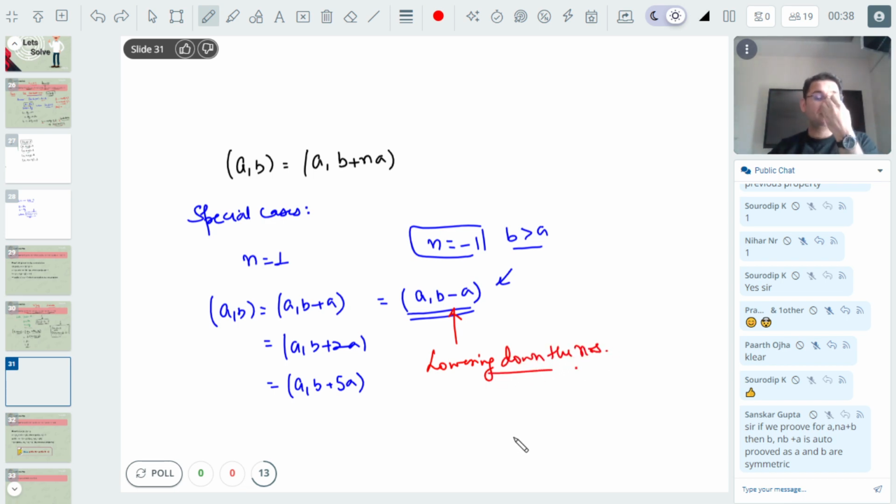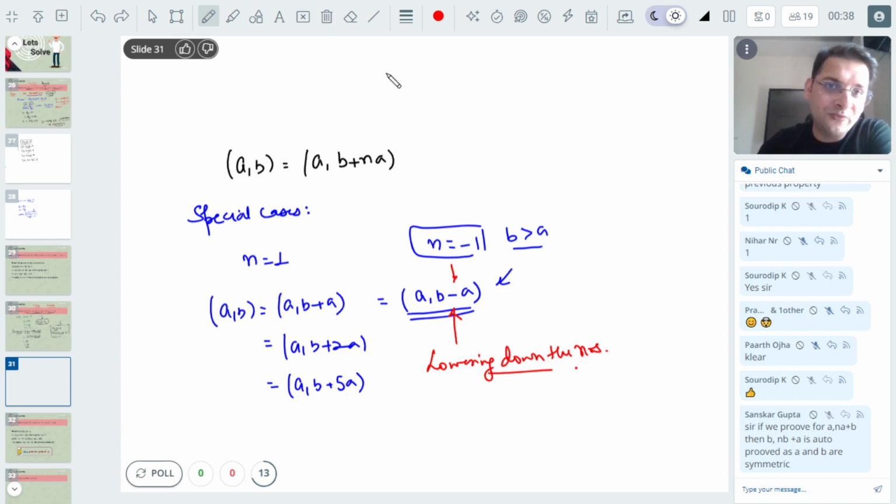This property is lowering down the numbers. And we are more comfortable with smaller numbers, right? So it is easier to add 5 and 7, and then maybe add 35 and 47. Of course, you can do both. But 5 plus 7 is on your tips. So with smaller numbers, we are always very comfortable. And this property is lowering down the numbers.